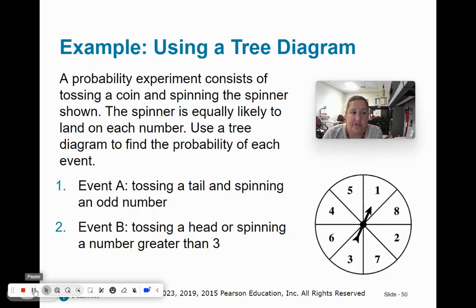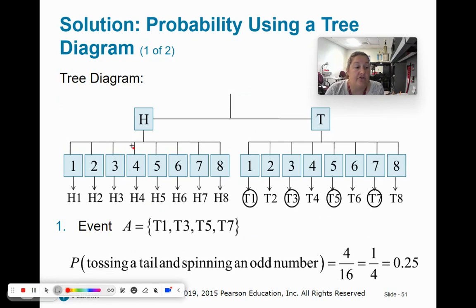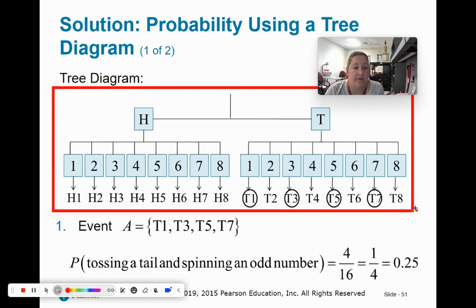Let's explore using a tree diagram. Let's say you're tossing a coin and spinning the spinner that you see on the screen. We're going to use a tree diagram to find the probability of each event. Take time in your notes to draw the entire tree diagram of what you see up here, and realize that the first event is what's the probability of getting a tails and an odd number. And you see the circling pieces that there are 4 out of a total of 16.